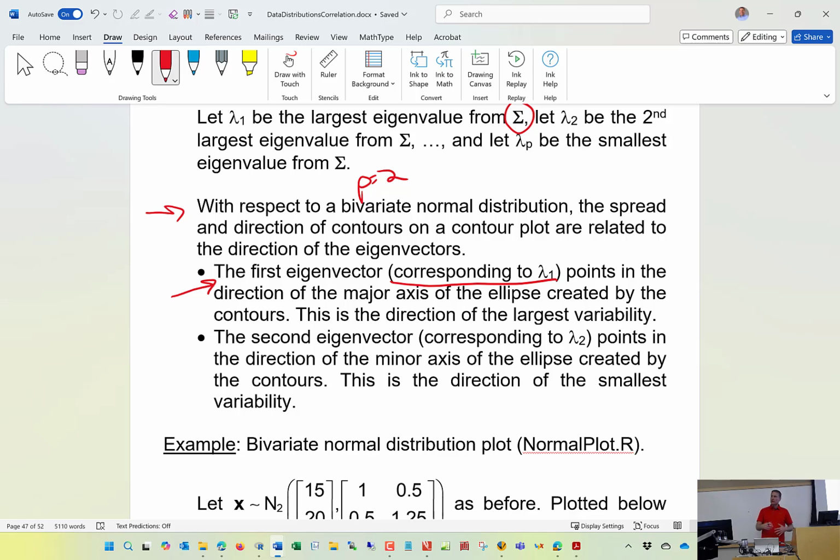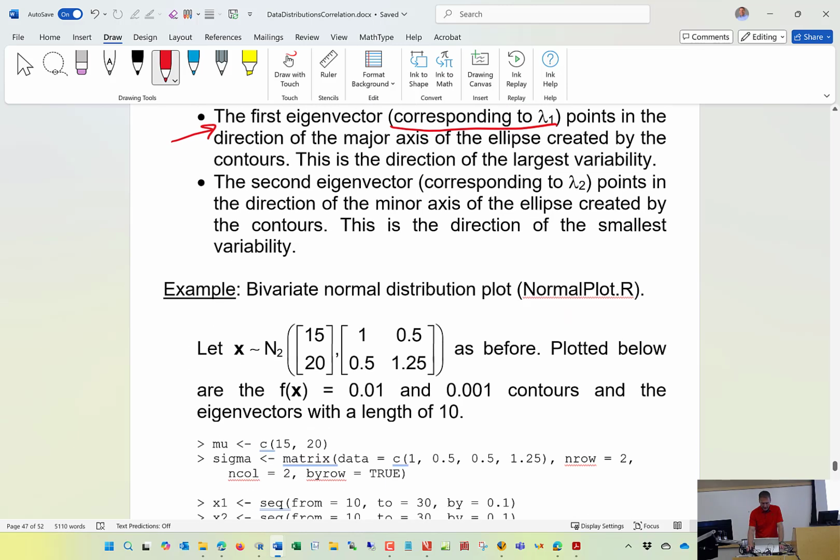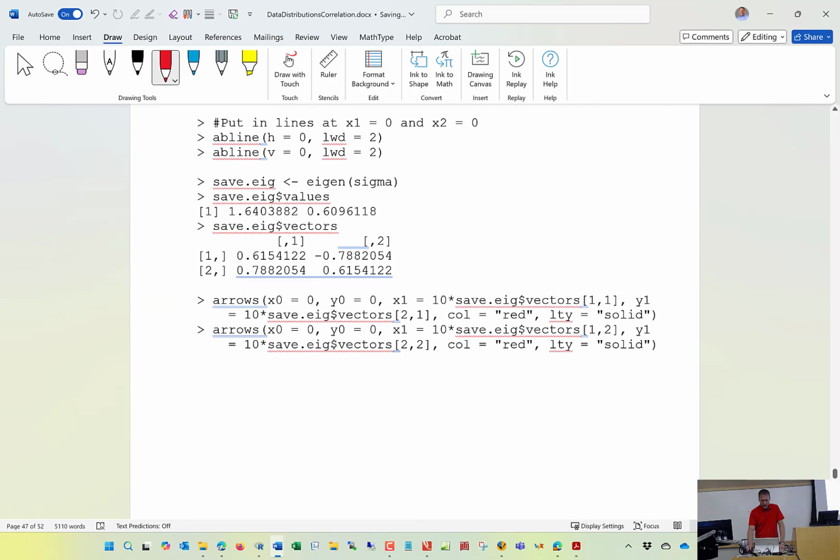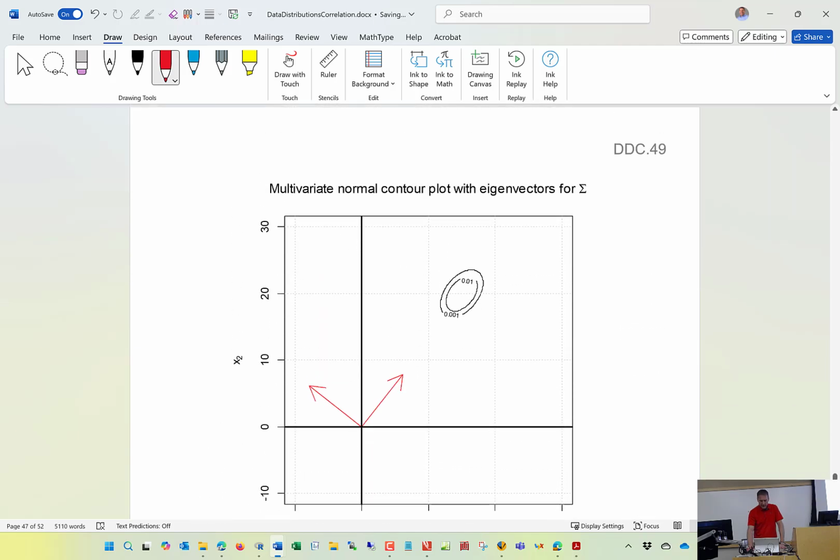Then the second eigenvector, which corresponds to the second largest eigenvalue, points in the direction of the minor axis of the ellipse created by the contours. This is the direction of the smallest variability. So let's actually take a look at a plot. Here's our multivariate normal distribution that we've seen before. There are going to be two contours on it, at 0.01 for f of x and 0.001, which we hadn't seen before. I'm going to put the eigenvectors on the plot with a length of 10 so that we can really see them well. So let's go directly to the plot, and this is what it looks like.